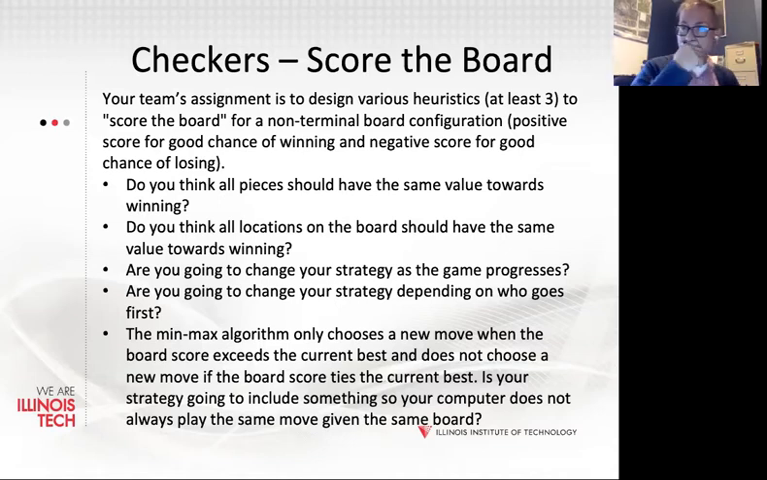So I want you to help me answer these questions. In checkers, do you think every piece should be given the same value towards winning? You're looking at a board. There's a certain number of reds, a certain number of blacks. Should we rate everyone equally? Should I just count checkers, or should we consider something else when we're scoring the board?